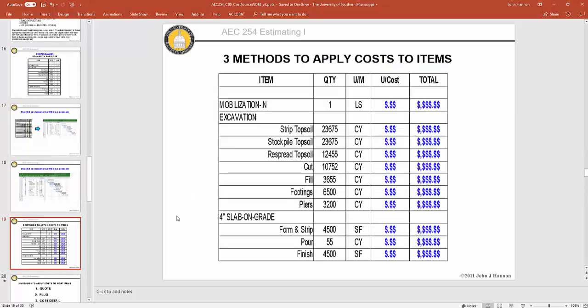So the next thing we do with the cost breakdown structure after it's quantified is we apply cost to the CBS. So my list of scope that's quantified, I have to apply a cost. This stands for unit cost, and this stands for the extended cost. And the way you get the total is you take the unit cost times the quantity, gives you the total.